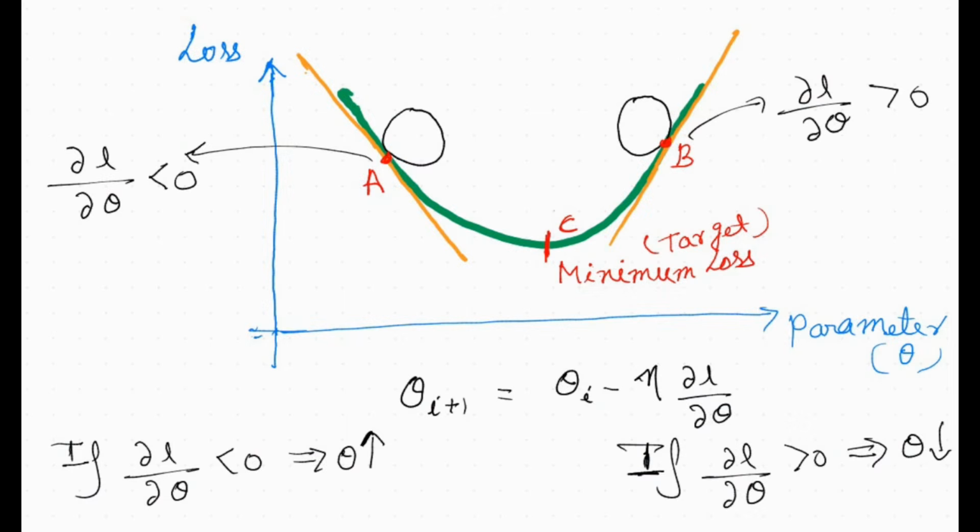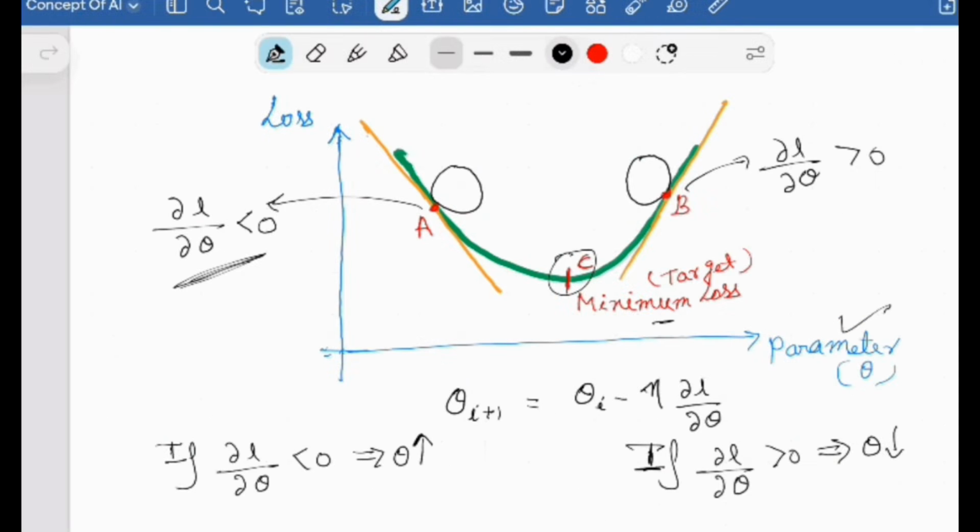Alright, now that we know where this shape comes from, let us see how the model actually finds the bottom of this bowl. The goal is simple. We want to reach this point C. Now, look at two other points. So this point C is just the target or minimum loss point. Then we have two more points called point A and point B.